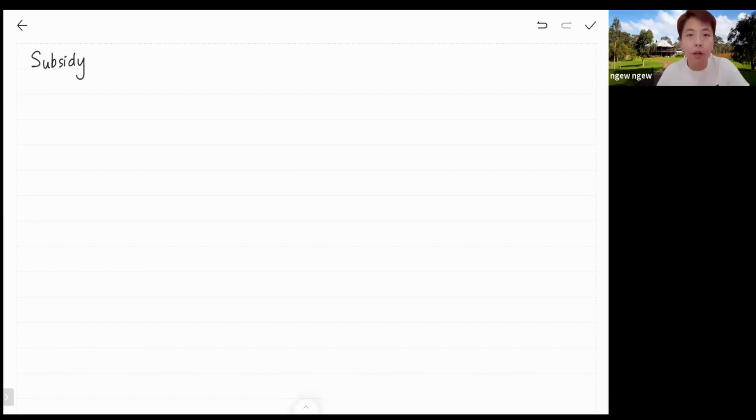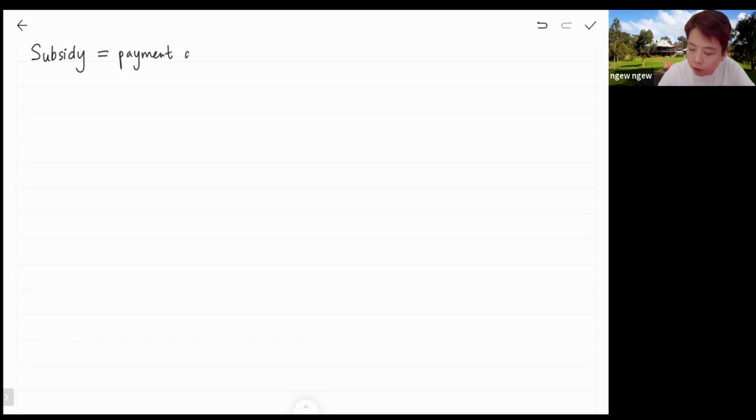First of all, let's define what is meant by subsidy. Subsidy is a payment given by government to firms. Okay, it's just this short, but then after that, we need to know how it works.